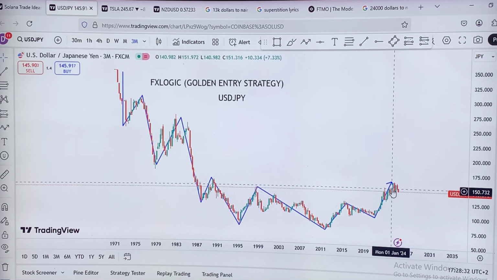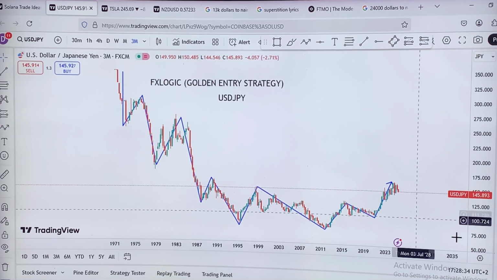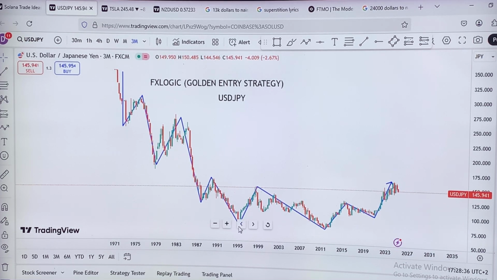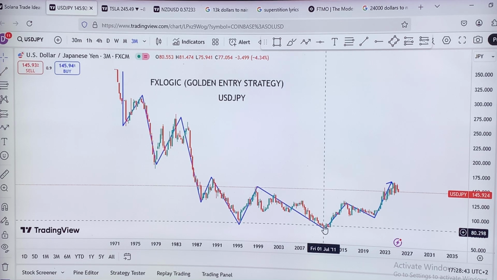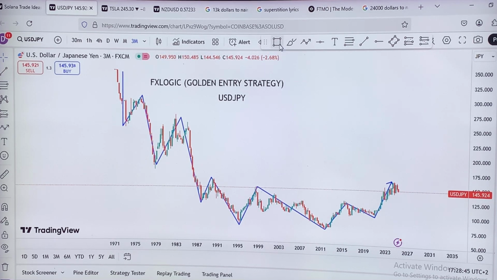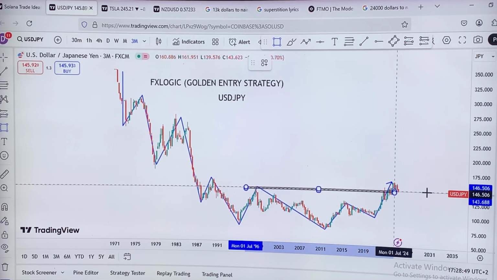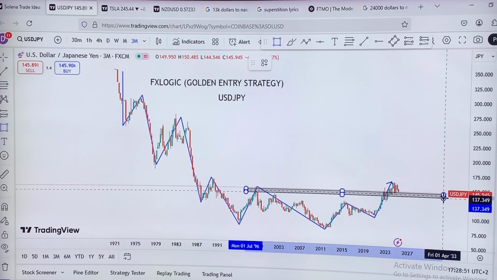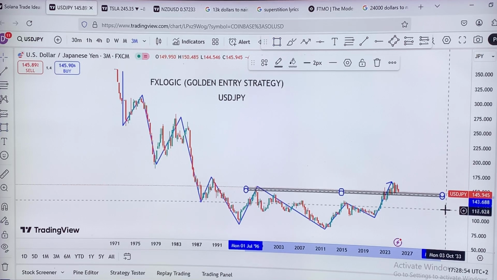So now understanding the structure, what we can basically see is that we have a low, the lowest low here, a low here, a lower high, and the lowest low. So this is the lowest low. So we want to take our levels. The overall understanding of this structure is that we are in a bullish trend on the 3 month time frame.